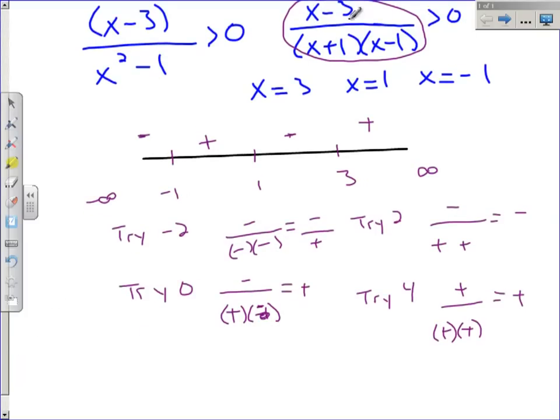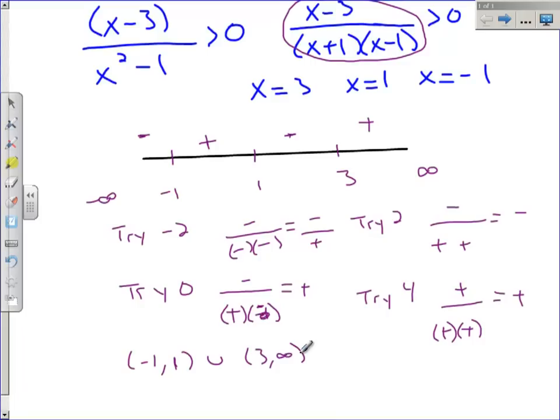To answer the question, when is this above 0, you're going to look at your sign chart. I'm going to say between negative 1 and 1. Notice I did not put brackets here because I don't have the "or equal to" underneath the inequality. And also unioned with 3 to infinity.